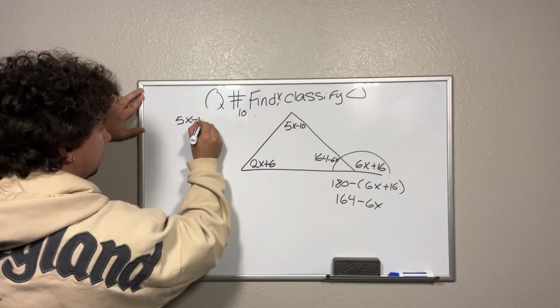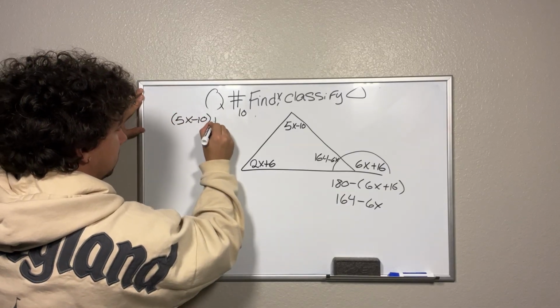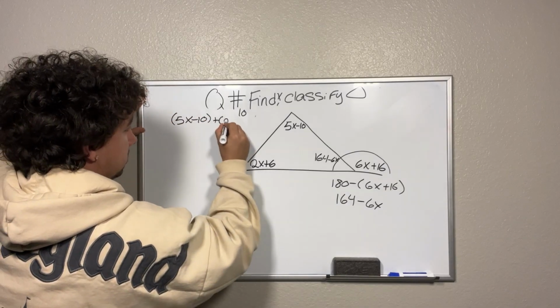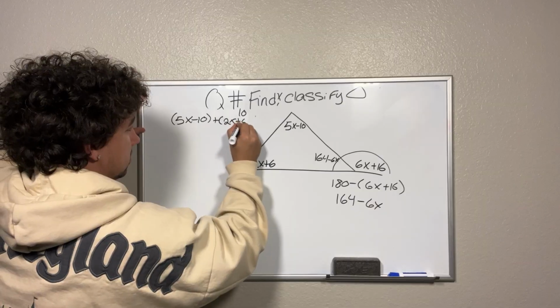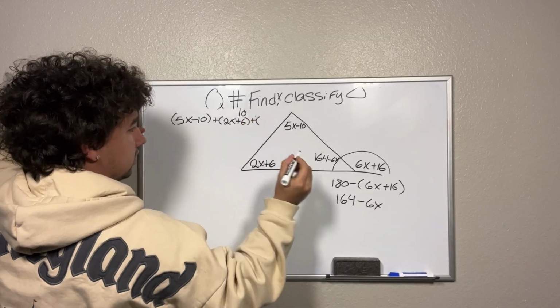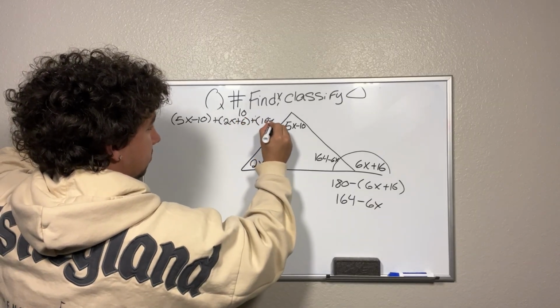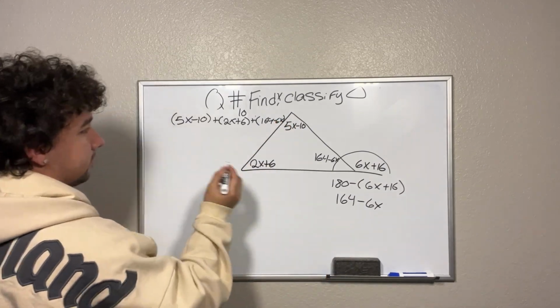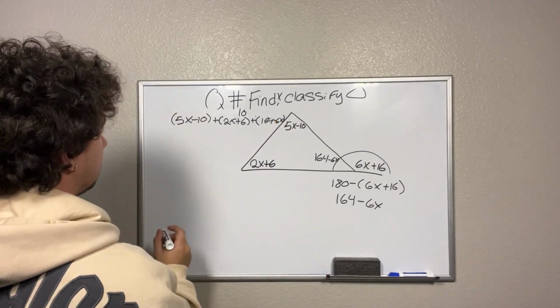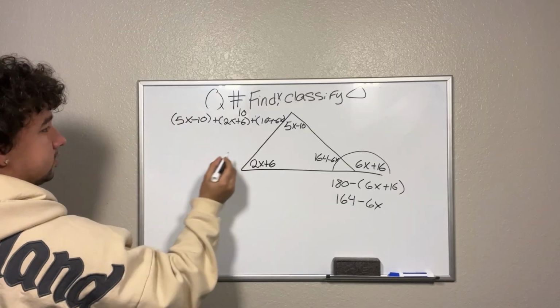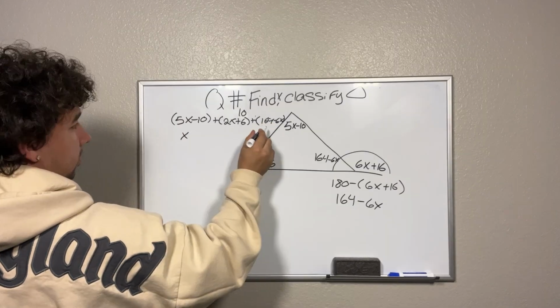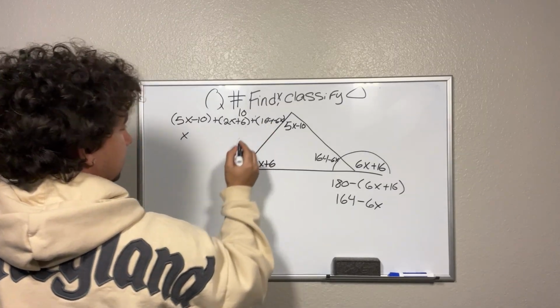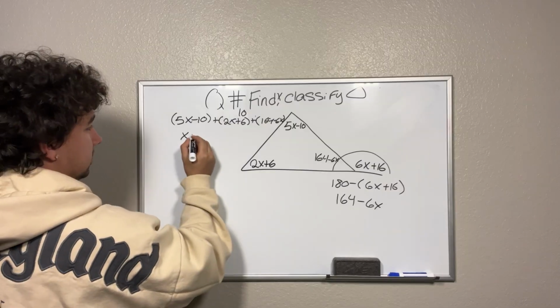5x minus 10 plus 2x plus 6 plus 164 minus 6x. Now imagine this is equal to 180. I just don't have enough space right now, so let me just combine like terms real quick. Well, 5 plus 2 is 7, minus 6, that's just x. 164 plus 6, that's 170, minus 10 is 160.